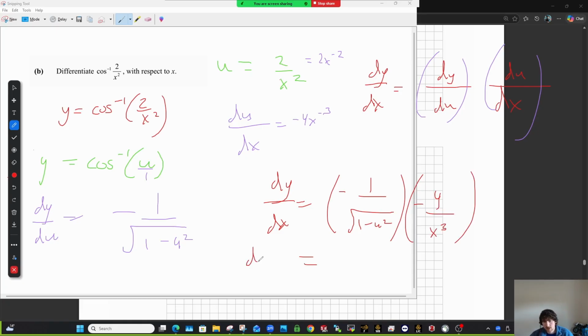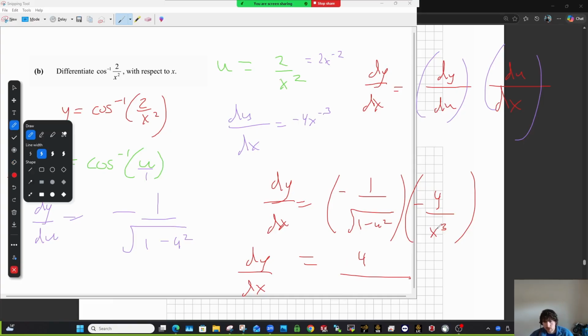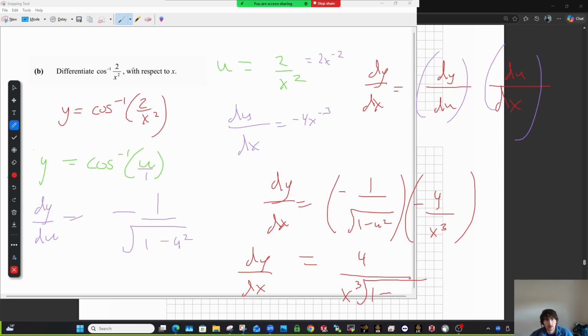And you don't leave it like that, you sub back in whatever your u was. Dy dx equals, they'll become a plus 4 on top over, no need to say plus, over the x cubed can come out the front here. And you have a square root, and then the whole point of this is to swap the u out with what it originally was here. And u was 2 over x squared. And then we put a squared there because it's u squared. And that's full marks.